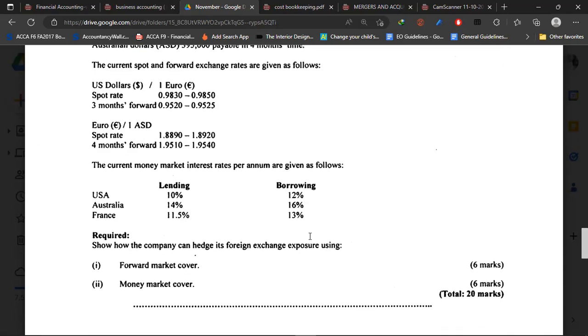So when I look at the question, the marks are given clearly. You are given 6 marks for forward market cover. The money market, you are given 6. Imagine, hii swali peke yake can make you pass an exam.